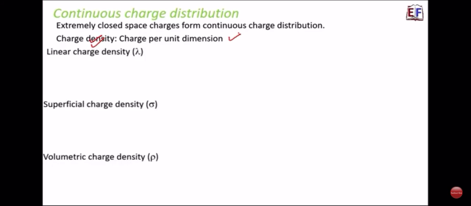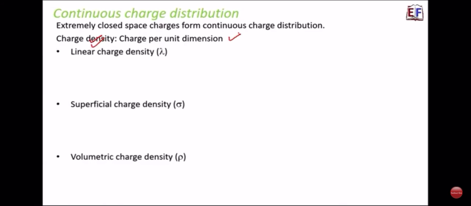Now the dimension keeps changing. For example, if I am talking about linear charge density, which is generally denoted by lambda, this is charge per unit length. If I am talking about superficial charge density, which is denoted by sigma, this is charge per unit area. If I am talking about volumetric charge density, where I am dealing with volume, denoted by rho, then I am talking about charge per unit volume.